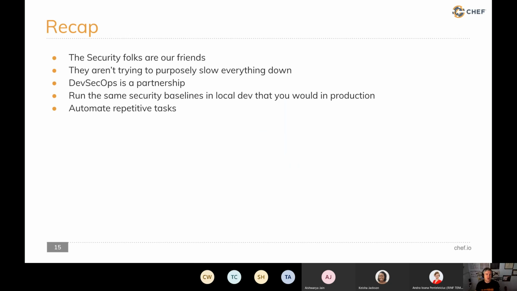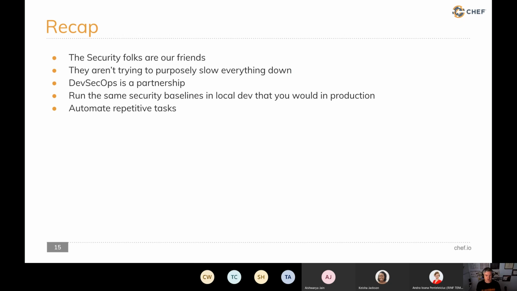So kind of to recap here, the security folks are our friends, right? They have a really important job to do. They're not purposely trying to slow things down, right? They want to keep us secure. They want to keep our customers secure. They want to take care of us.